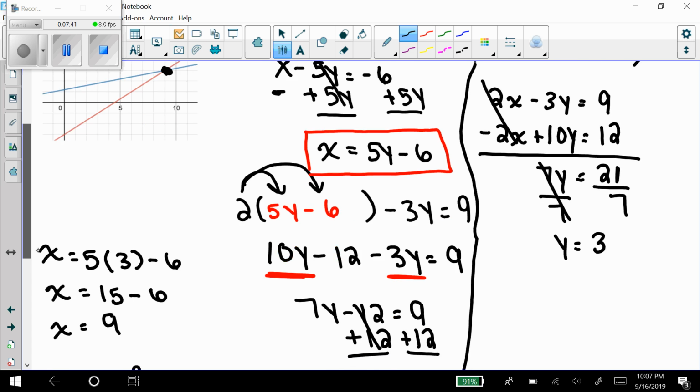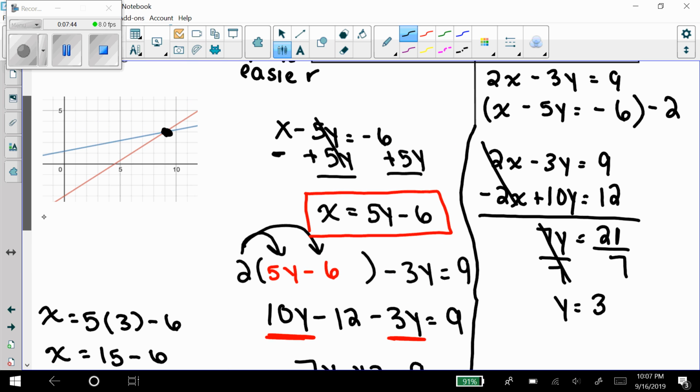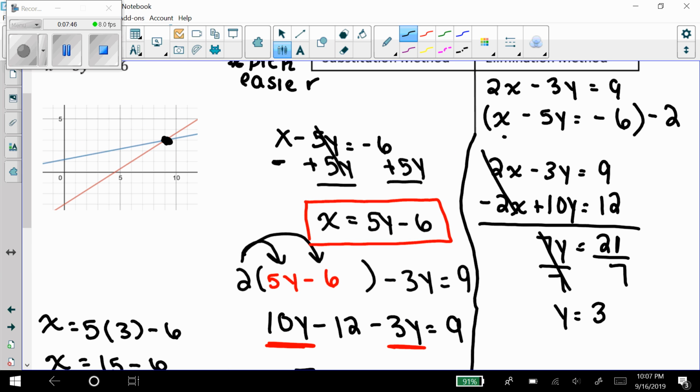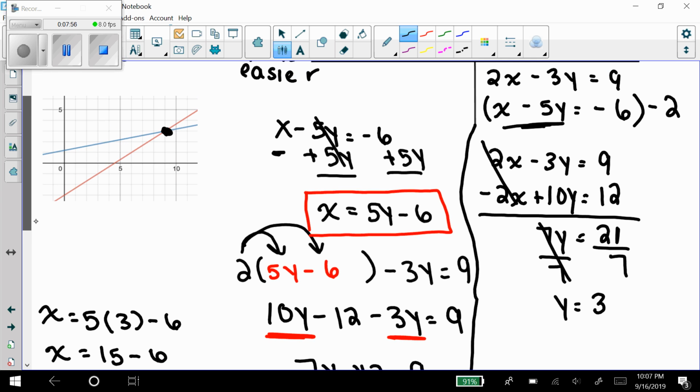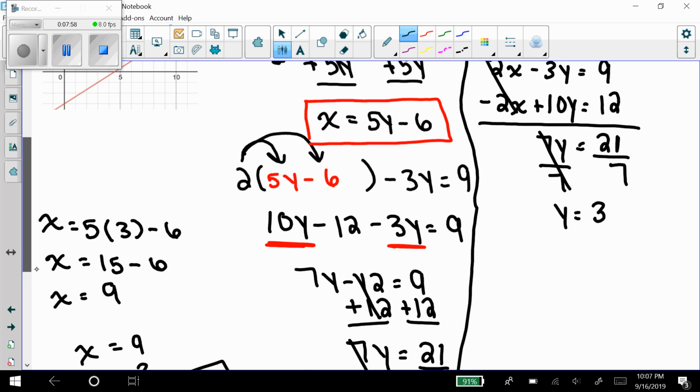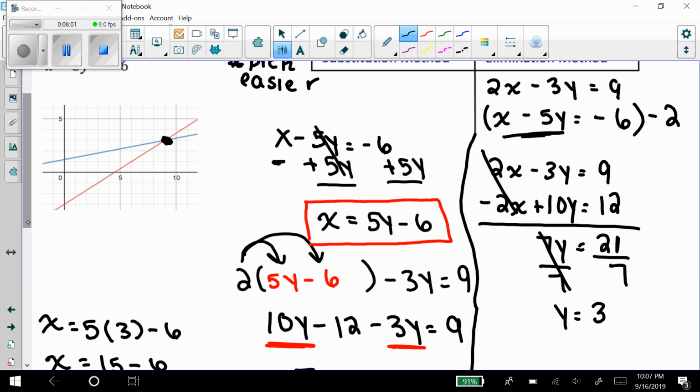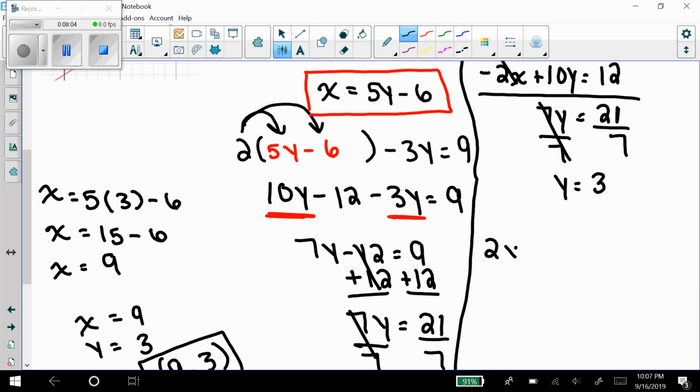So what's tricky about the elimination method is whatever function you manipulated, so I manipulated this bottom one here to be able to cross it out, you can't substitute y back in for. So you have to pick the other function. So I didn't touch 2x minus 3y equals 9, so that's the function I'm going to substitute in. 2x minus 3y equals 9. I'm going to substitute in 3 for y, so 2x minus 3 times 3 equals 9.